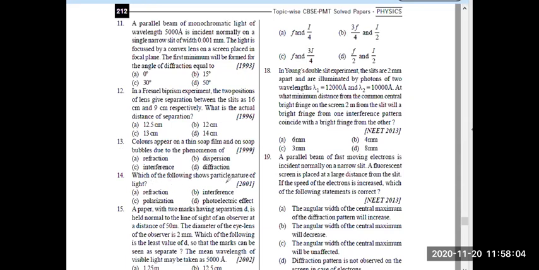Next, 14th. Which of the following shows particle nature of light? Easy, right? Photoelectric effect, D. Okay? Now 15th one.